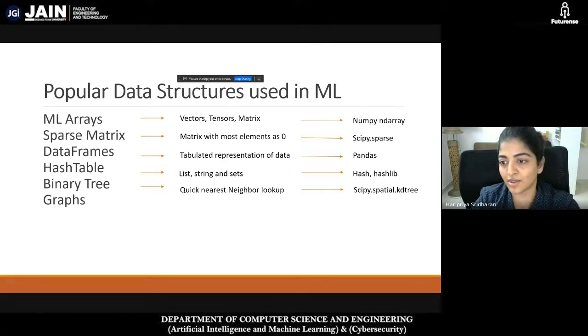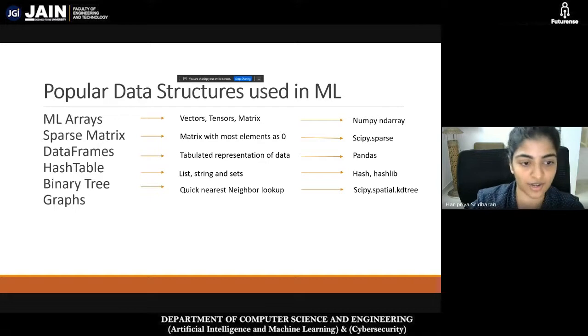As I said, scipy has a lot of benefits when it comes to additional libraries for manipulating data. It has sparse, and it also has the spatial KD tree, which represents data in the form of a tree such that it can look up the nearest neighbor. We'll get into these details shortly too.